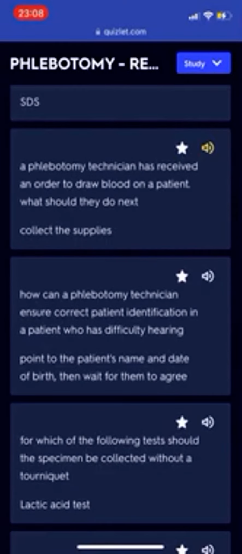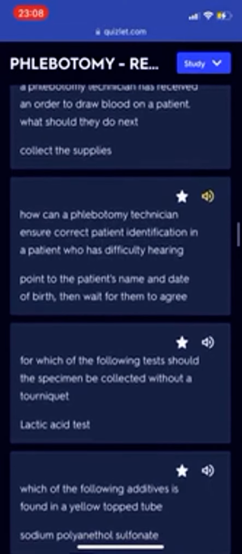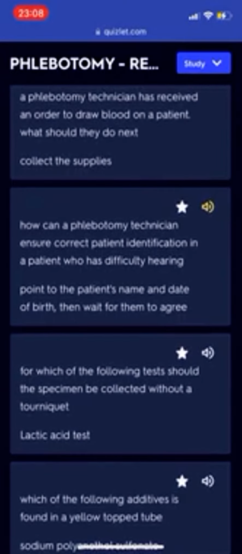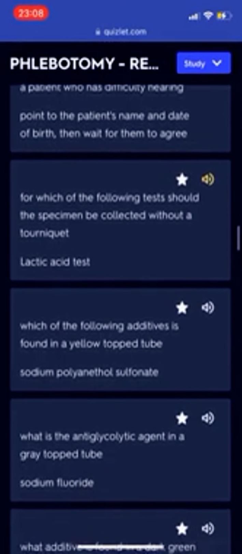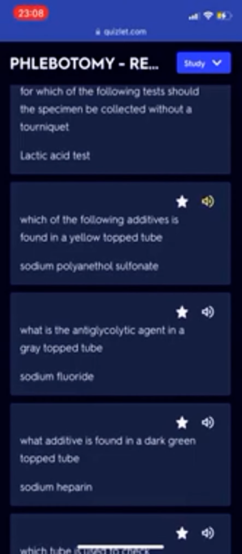Collect the supplies. How can a phlebotomy technician ensure correct patient identification in a patient who has difficulty hearing? Point to the patient's name and date of birth, then wait for them to agree. For which of the following tests should the specimen be collected without a tourniquet? Lactic acid test. Which of the following additives is found in a yellow top tube?